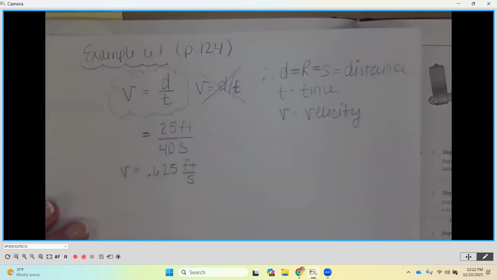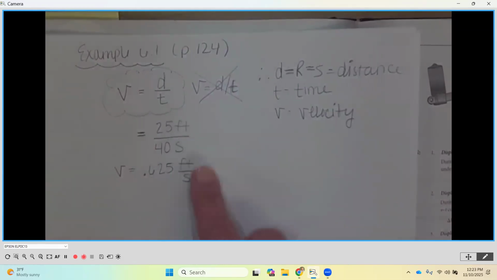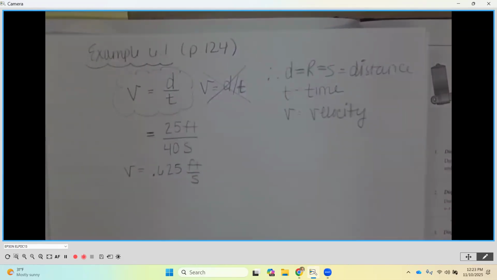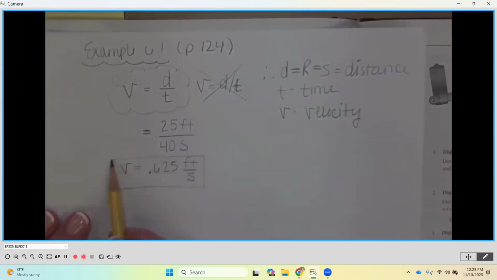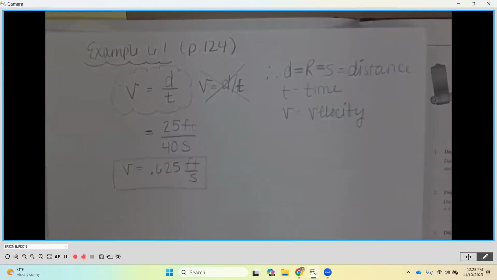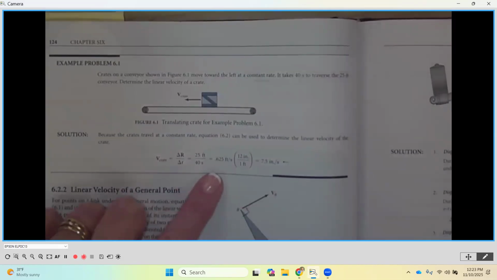In your final answer, what we don't want to occur is, for instance, if you left this as 25 divided by 40, you would get points off because we don't have units magically appear. I want to see the units actually in the problem. At times there will be cancellations and combinations, but in this case, nothing canceled out. Then your final answer is going to have a box around it. My velocity is 0.625 feet per second.